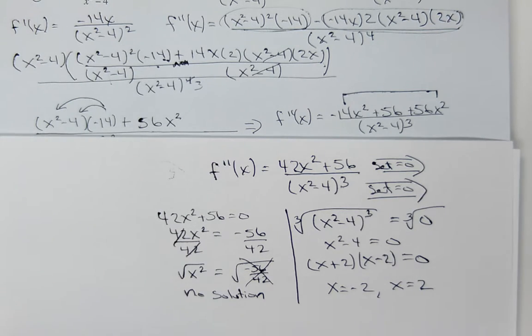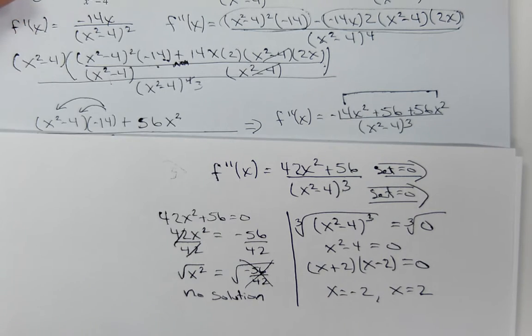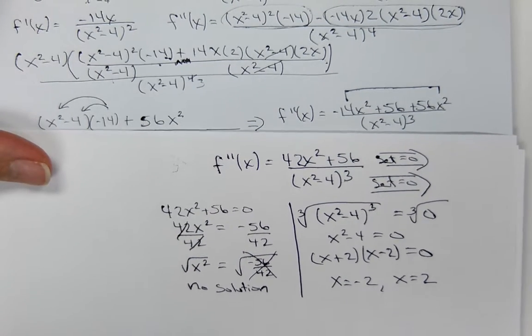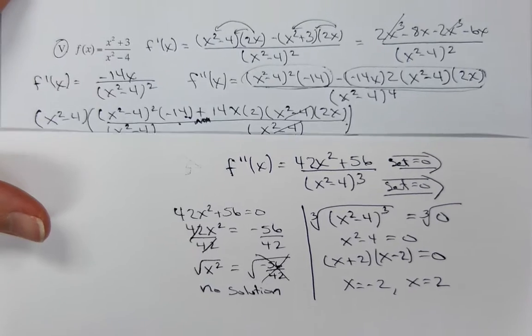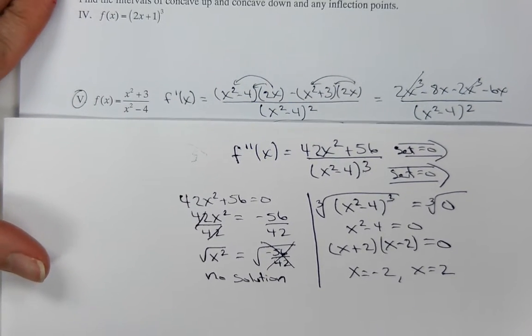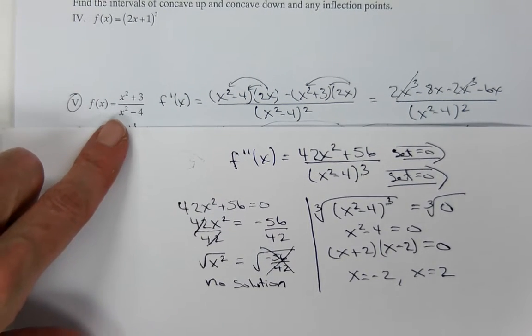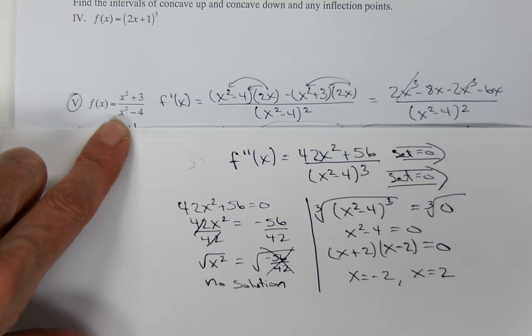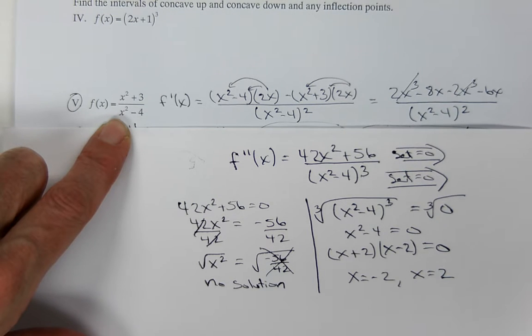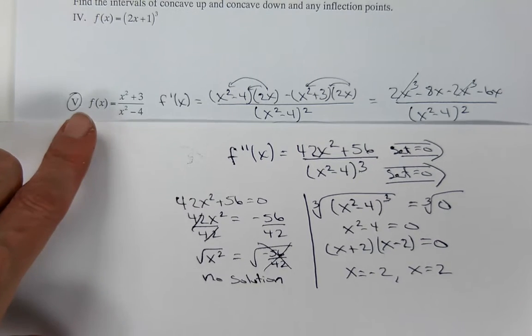But wait a minute here. Let's go back to the original. It can't be an inflection point for the function if it's not a point in the function. And notice with our function, if we plug in 2 or negative 2, it zeroes out the denominator. These are not inflection points at all. They're asymptotes.